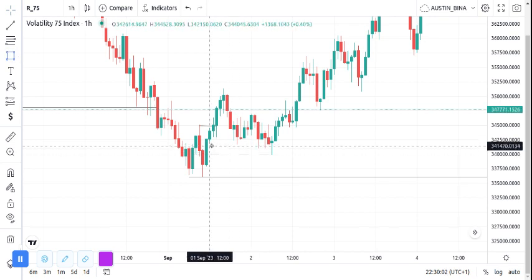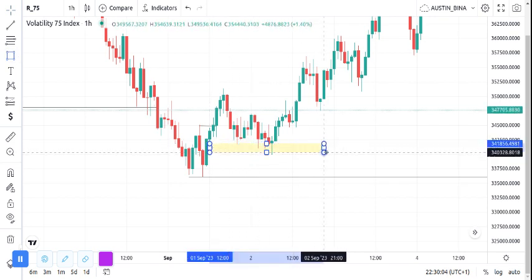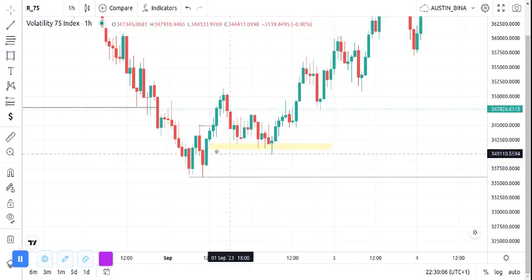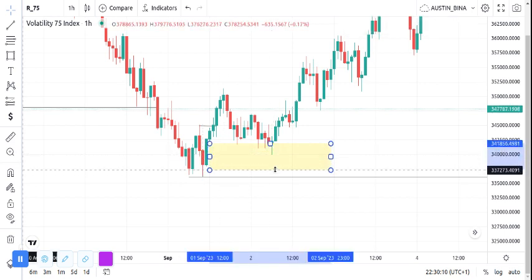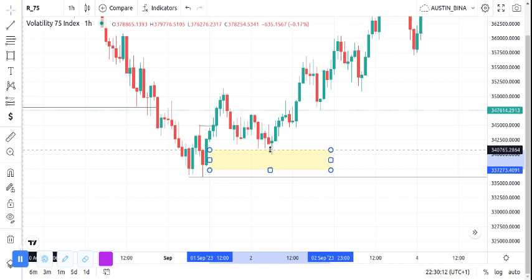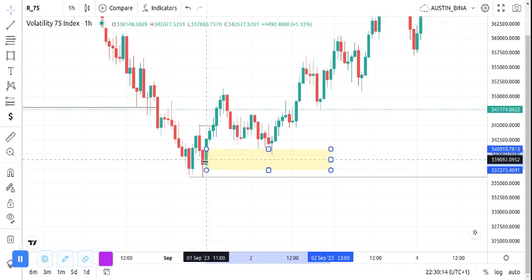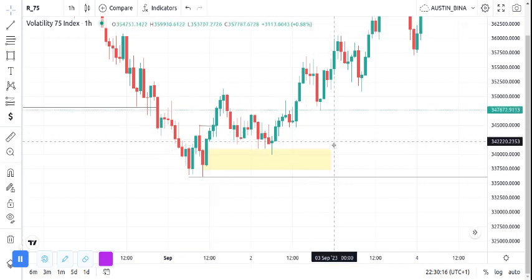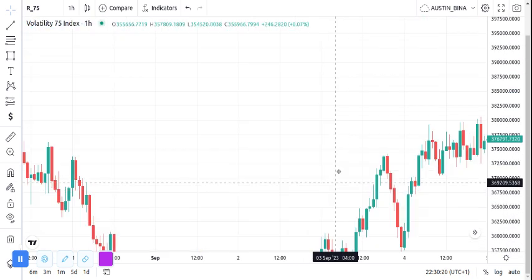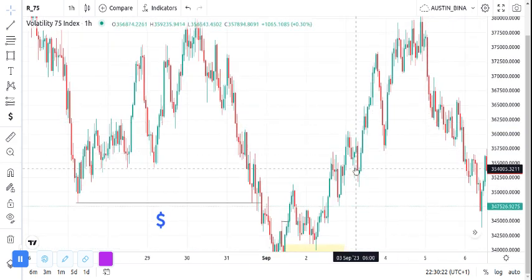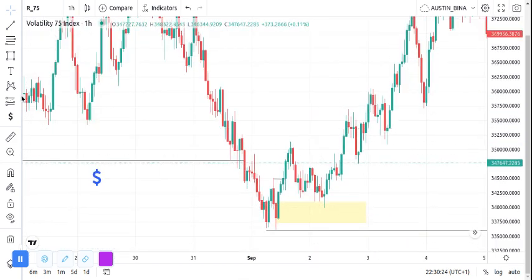We have a fair value gap here, and the price returned into the fair value gap and another block, which is high probability that price is going to reprice here, right? Because if you watch my last video, you get to understand what I'm talking about here. So look, immediately price repriced here. Look at what happened. The same concept I taught you.